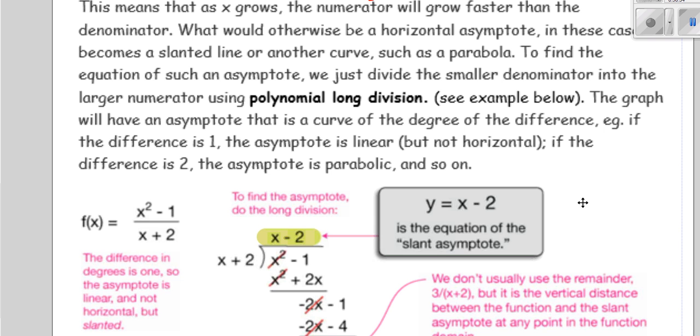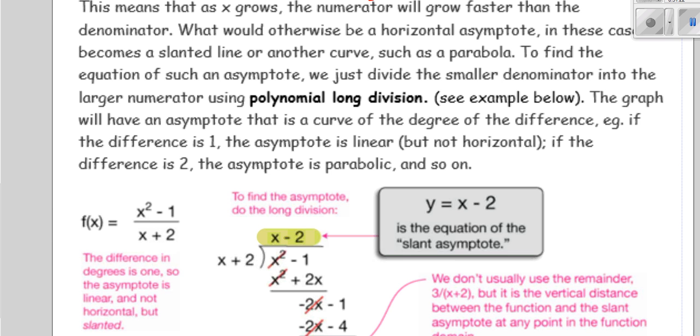You just subtract them, just to work out what the degree of the asymptote is, not what the equation is. Like 3 minus 1. So if you had a quintic over a cubic, what's the degree of difference? 5 minus 3, so 2. So it'd be a parabola, your asymptote.